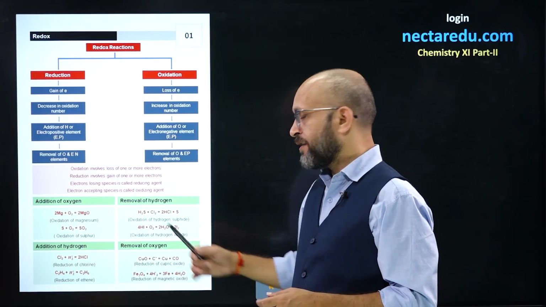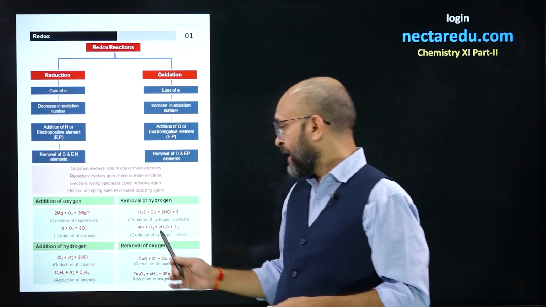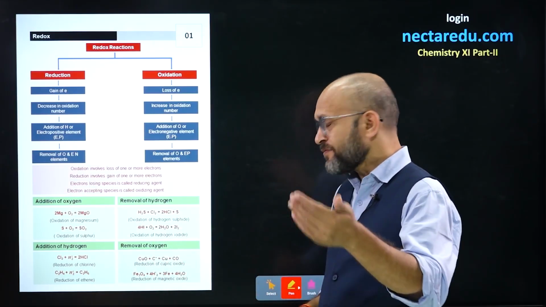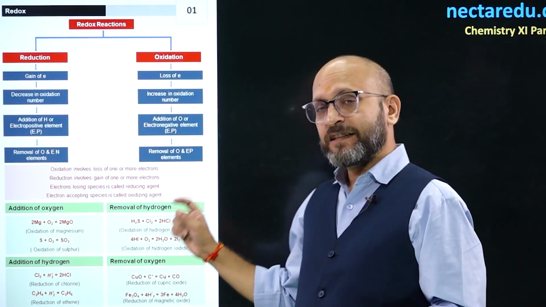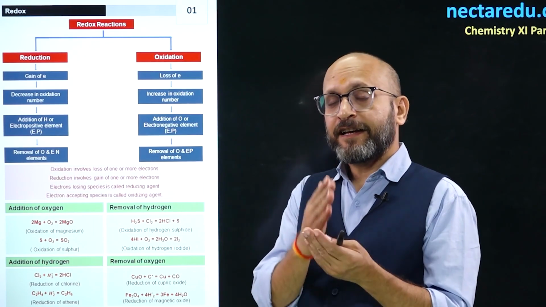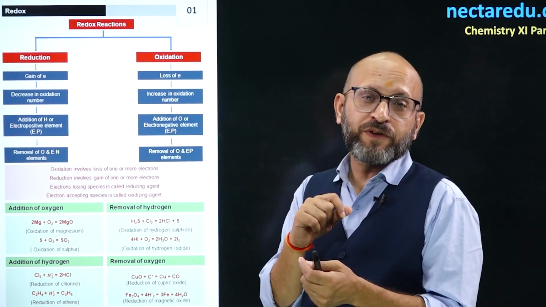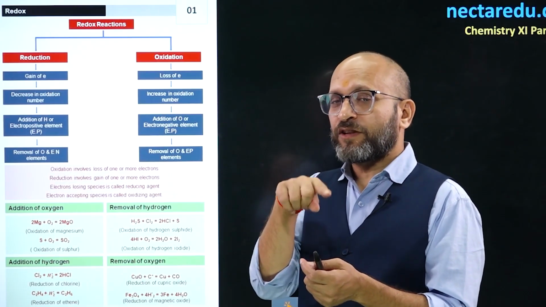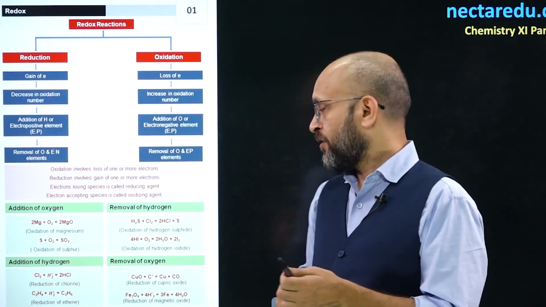Similarly, HI gains oxygen to form H2O plus I2. So I is getting removed from HI. So what is happening to HI? The electronegative element I is getting removed, that means the electronegative element is getting removed. So addition of electronegative element or oxygen is oxidation. So removal is reduction. Alright.